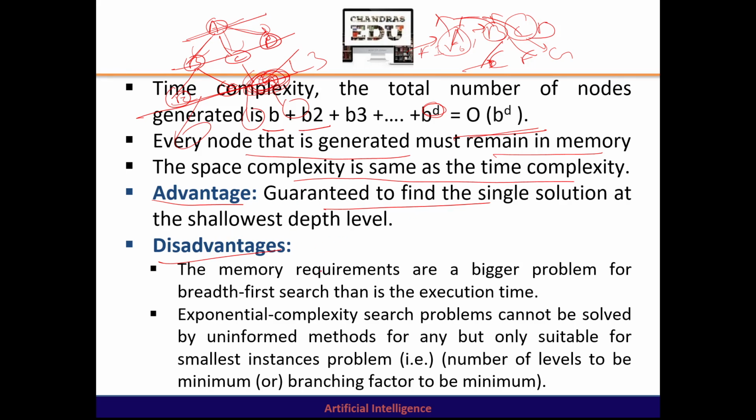Exponential complexity search problems cannot be solved by uninformed search methods. Exponential complexity means whenever we have more levels to be explored, the complexity will be exponentially high. And if the number of levels is very limited, and if the branches are limited, then breadth first search can give the solution in a lesser time.